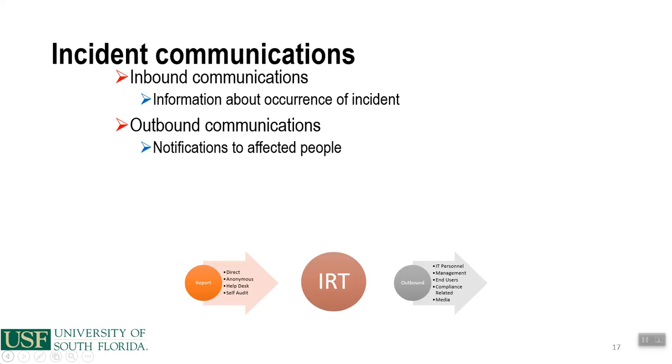Incident communications, you can really break it down into inbound and outbound communications. Inbound is information about the occurrence of an incident, and the outbound is notifications to affected people. So inbound, we've got these reports, the direct, anonymous, help desk, self-audit, and so on, that comes into the IRT. Outbound will be the type of information that's shared with the IT personnel, management, end users, compliance-related media, and so on.